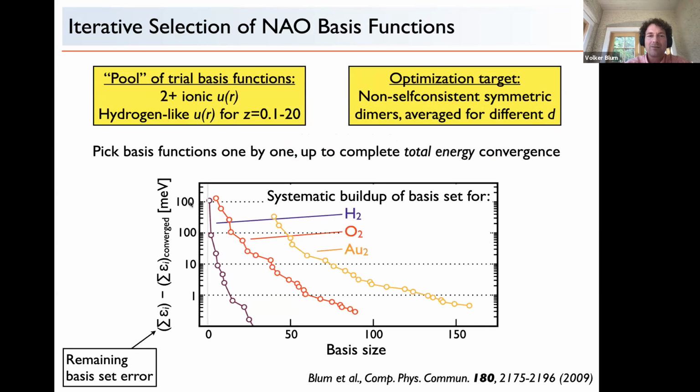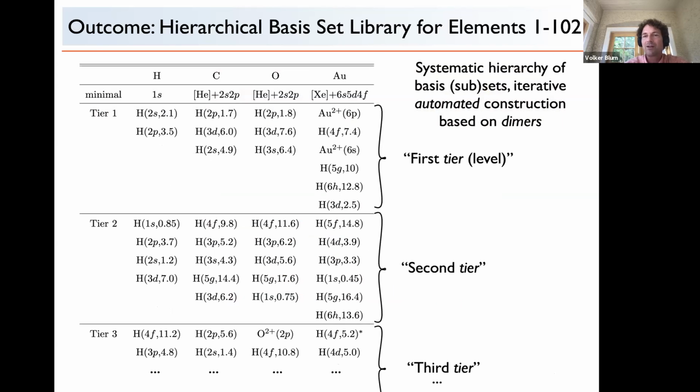And so you can see that the energy error, which is plotted on the y-axis here, as a function of basis size, as you increase the number of basis functions you have, goes down rapidly to essentially arbitrary precision, sub-milli-electron volt for this target. And so this gives you a list of functions.